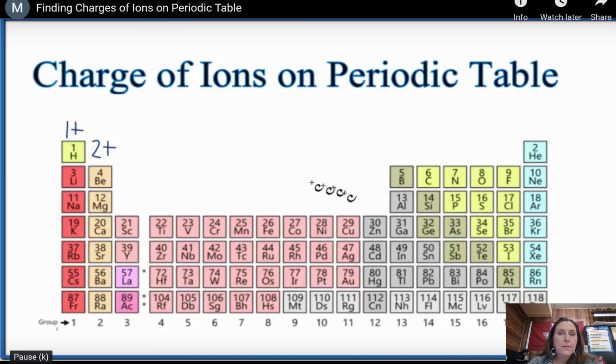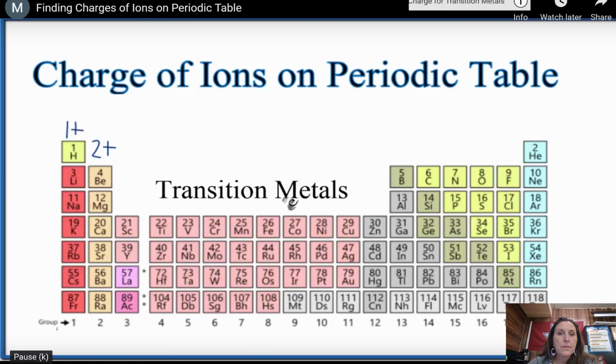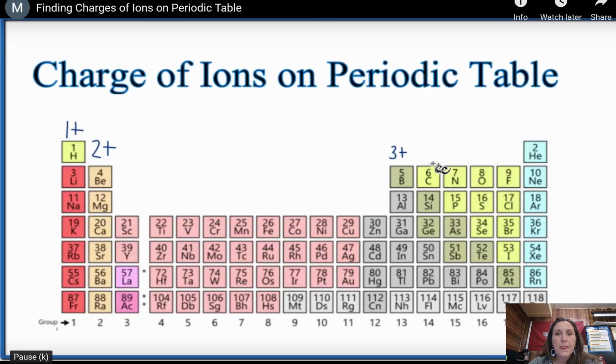We skip all of these. These are the transition metals here, and we skip those because they can have variable charges. We come over here to group 13, sometimes called 3A, 3 plus. And then for carbon, it's often considered to be 4 plus or 4 minus. Then we go down. 3 minus for nitrogen, that's group 15. We go 2 minus, 1 minus, and then the noble gases is 0.